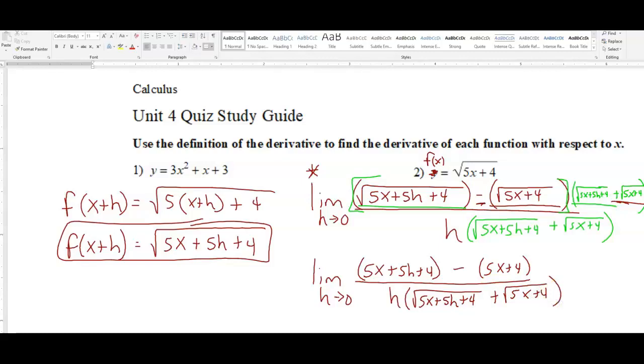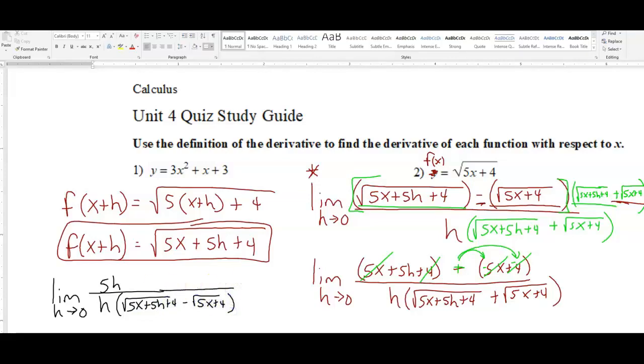All right. At this point, we're going to go ahead and distribute the negative. The 5x's are going to go away, and the 4's are going to go away. And so now I'm going to be left with the limit as h approaches 0 of 5h. That's all that's left on top now. And on the bottom we have h, and then we have this big old square root thingy. Okay, and those h's should cancel out.